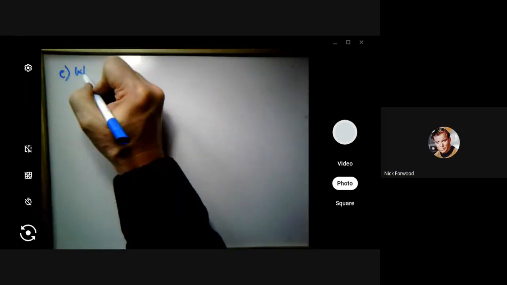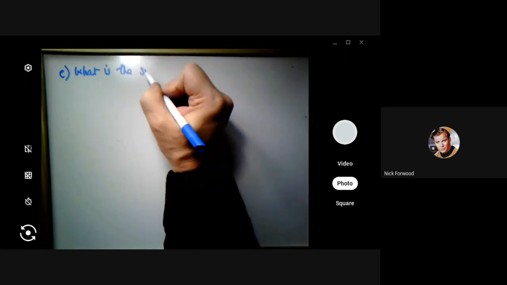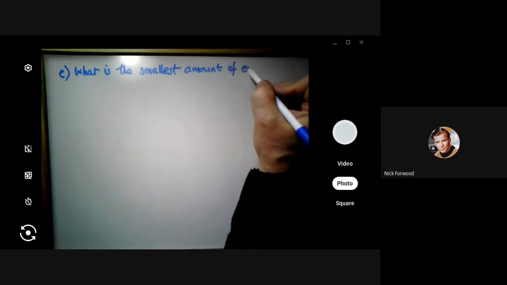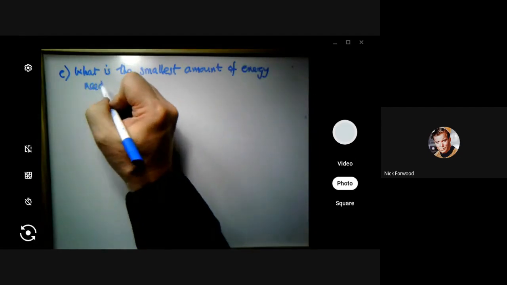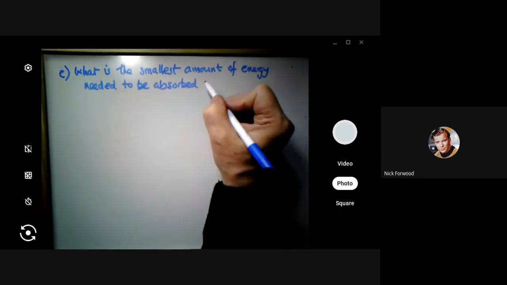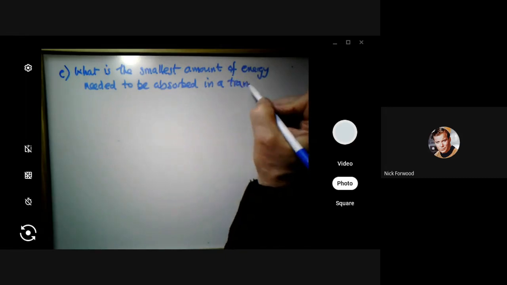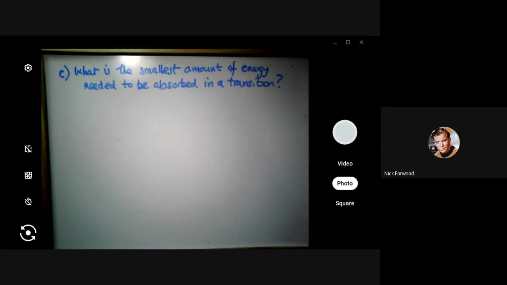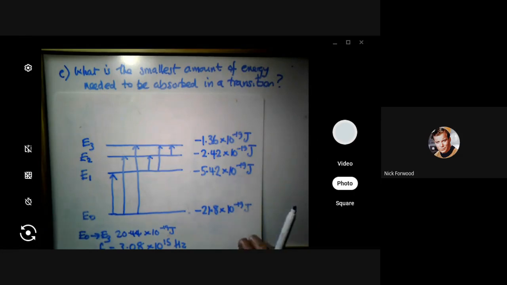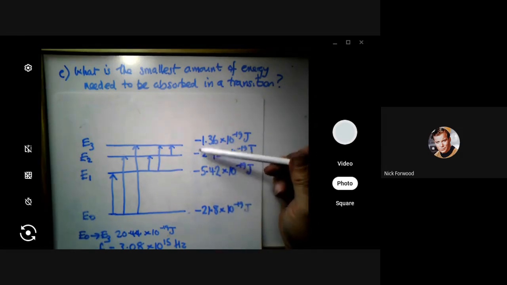So I'm now going to do E, which is what is the smallest amount of energy needed to be absorbed in a transition. So I'm going to go to my diagram and look at what's the smallest. Because we've tried to do it as a scale diagram, the smallest is this one, E2 to E3, and we can find out how much energy it is by taking those two away from each other.